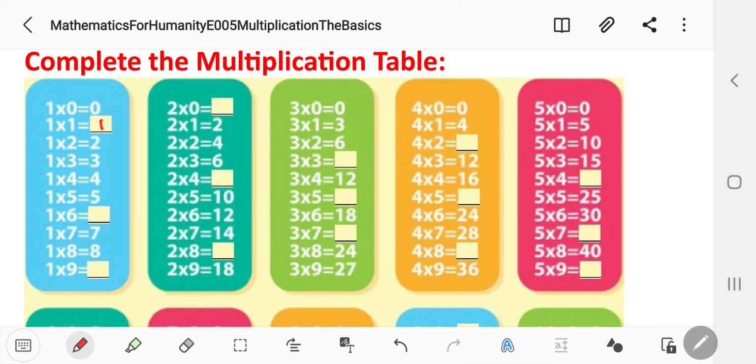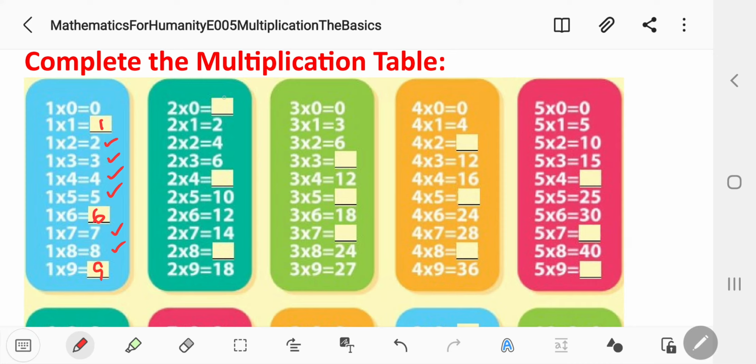And then 1 times 2 would be 2. So any number multiplied to 1 would be just the same number. So in this case, you have 1 times 2 equals 2, 1 times 3 equals 3, 1 times 4 equals 4, 1 times 5 equals 5, and then 1 times 6 would be 6, and then 1 times 7 is 7, 1 times 8 equals 8, and 1 times 9 is, of course, 9.